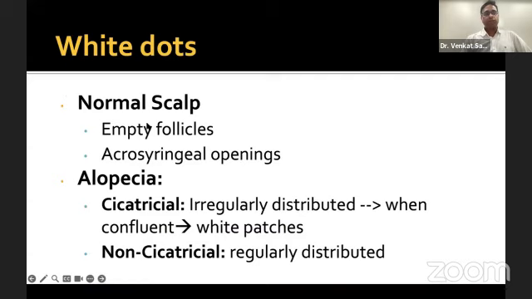So in a normal scalp, you can see empty follicles, but they're evenly spaced. Acrosyringeal openings are seen as well. So these are white dots, and in cicatricial alopecias, they're irregularly distributed. When they become confluent, they can form white patches. In non-cicatricial alopecia, white dots are regularly distributed.